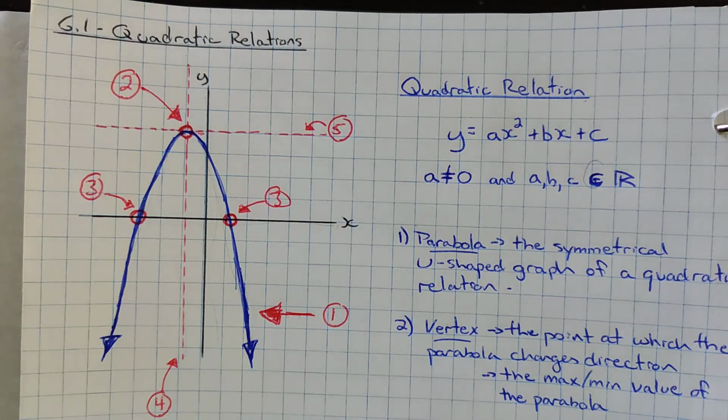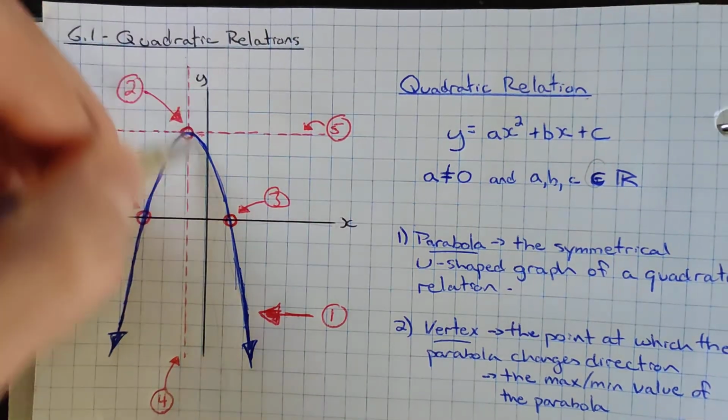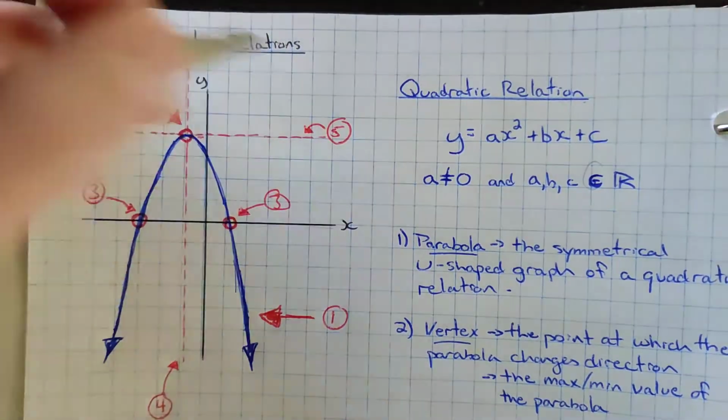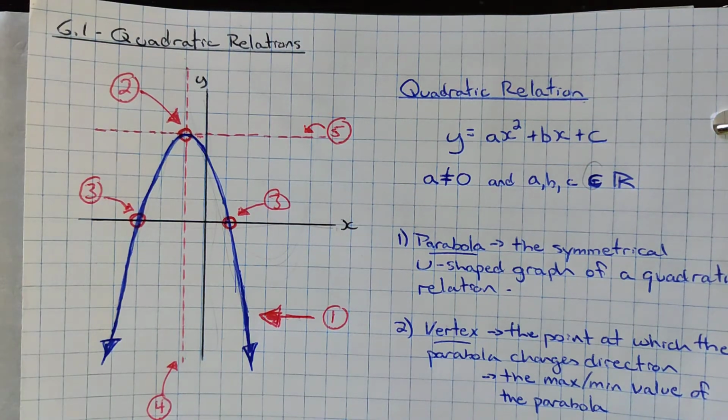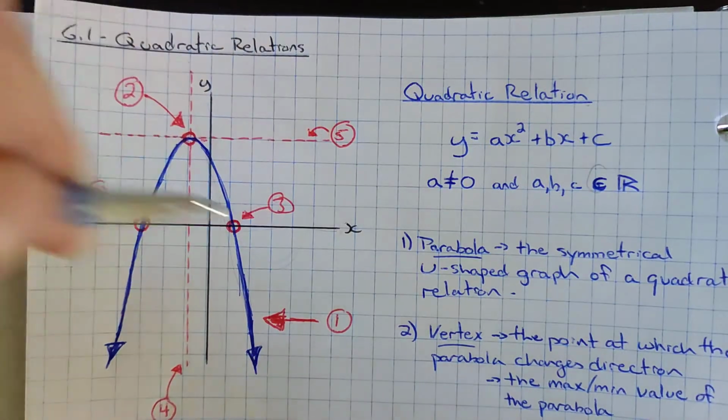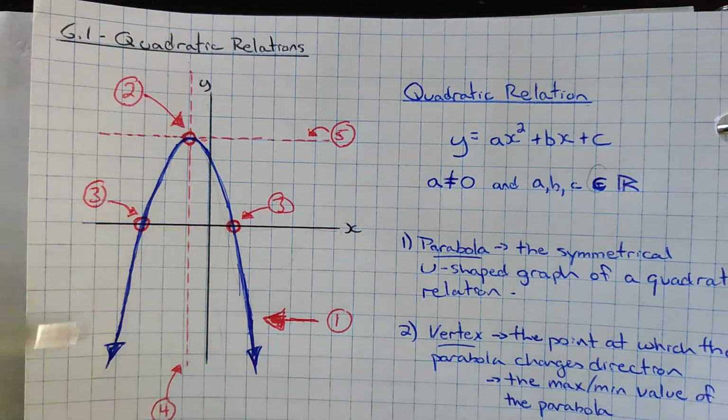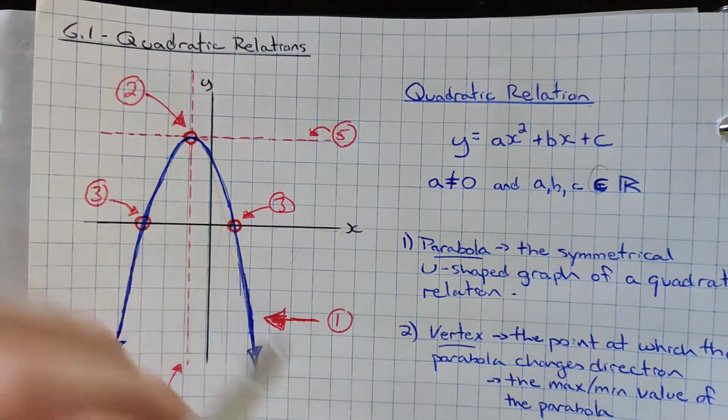So the parabola is the symmetrical U-shaped graph of the quadratic relation. It might open down like this, or it may also open upwards like this. It just depends on the equation. It will never open sideways. It'll always be either directly up or directly down. So that's point number one.